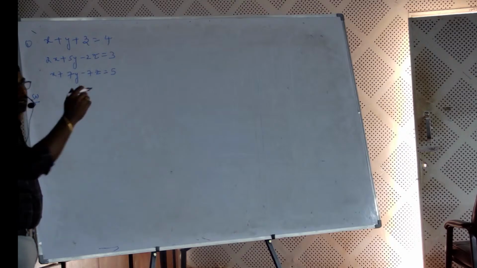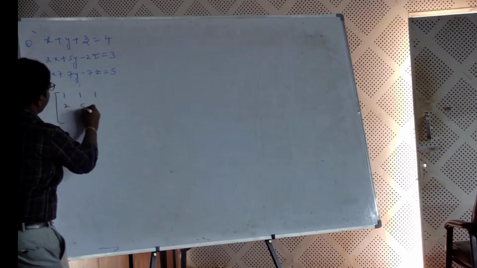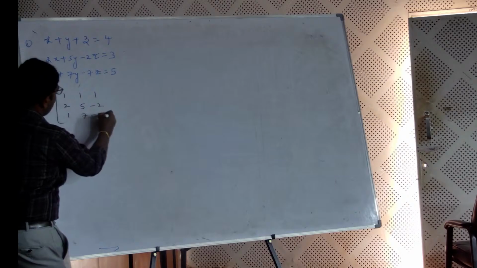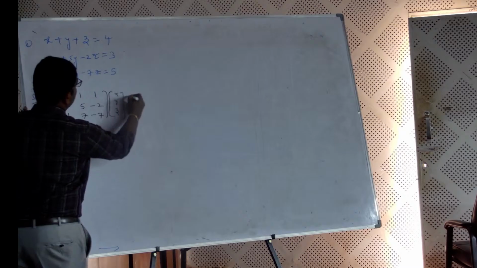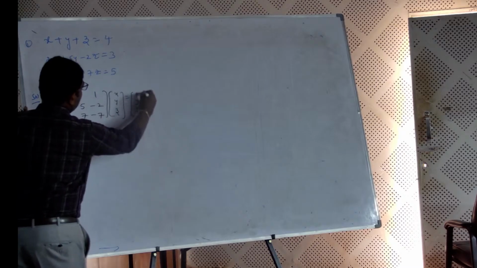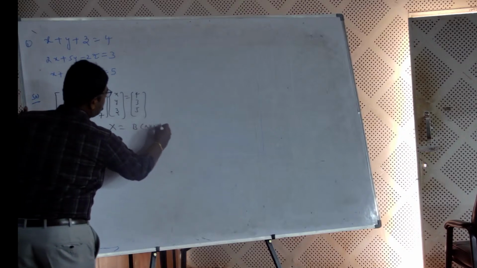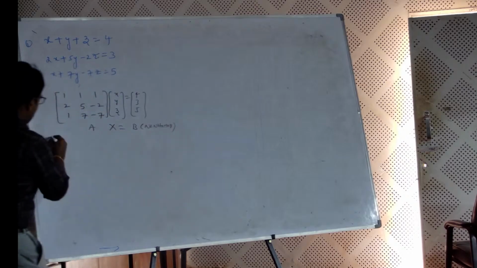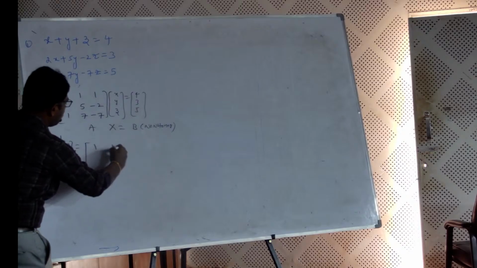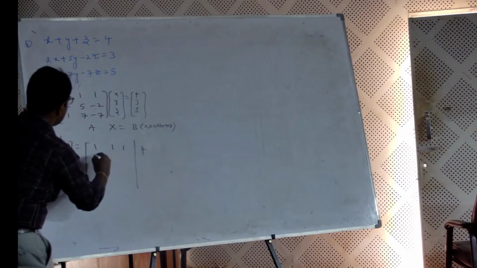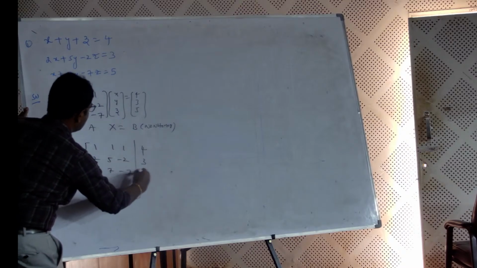Look at the board. Convert into the matrix form: [1, 1, 1; 2, 5, -2; 1, 7, -7] times [x, y, z] equal to [4, 3, 5]. This is in the form AX equal to B, which is non-homogeneous. What is the augmented matrix A along with B? 1, 1, 1, 4; 2, 5, -2, 3; 1, 7, -7, 5.